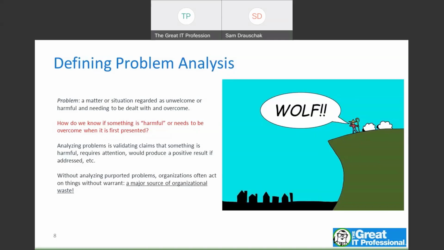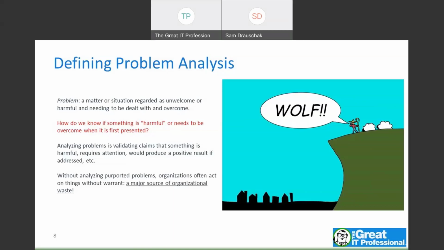Because most of the time when you hear, okay, this is a problem, you know intuitively solving a problem is going to lead to positive outcomes. In the organizational context, it may not always be that straightforward. So if you don't analyze or at least question what everyone says is a problem, you can very easily end up acting or organizing a project that isn't warranted or isn't really solving anything that's a pressing issue. And this is a major source of organizational waste.